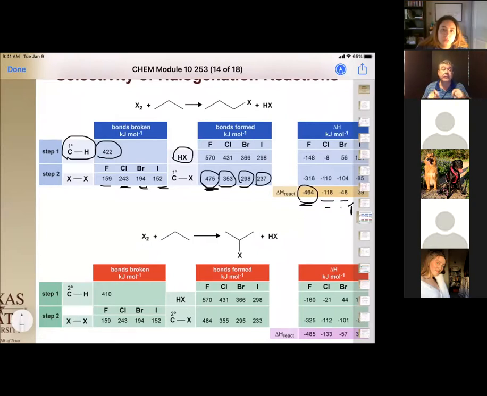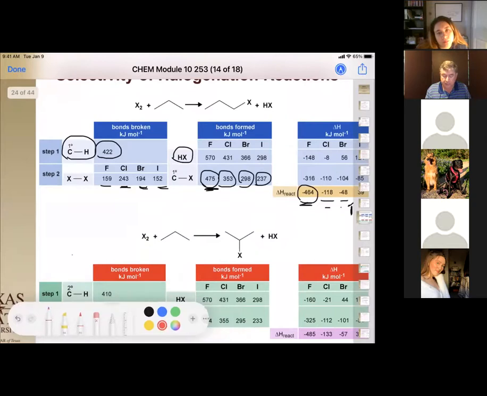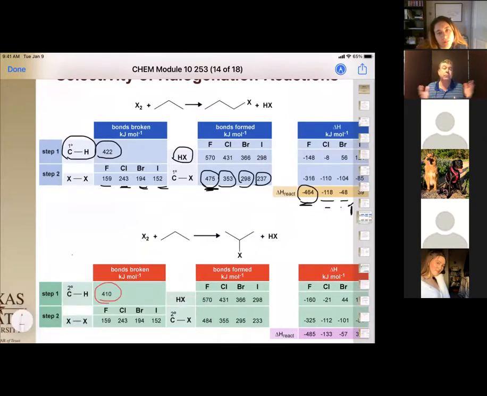The secondary is easier to form, right? It takes less energy to form a secondary radical. And what we see is that secondary radical is a little bit easier to form, 12 kilojoules per mole. But the bond dissociation energies of the halogens is the same. Now let's look at the bonds formed, okay? The formation of the acids is identical because we're forming just the same acids. However, the bonds formed for the secondaries are slightly higher or about the same, okay?